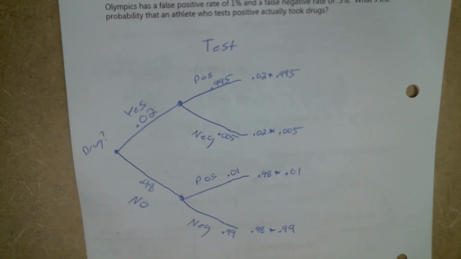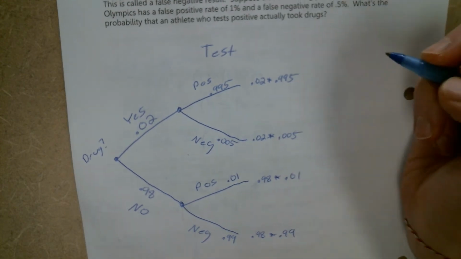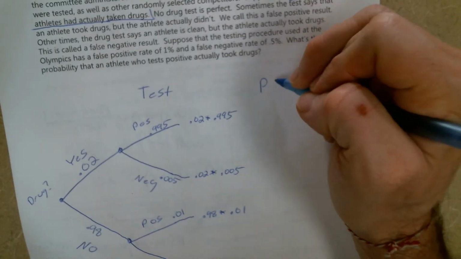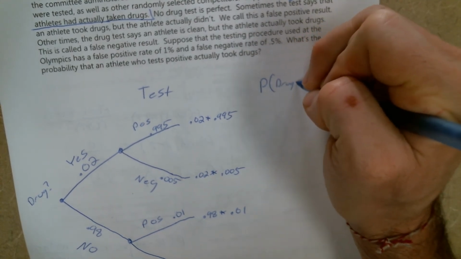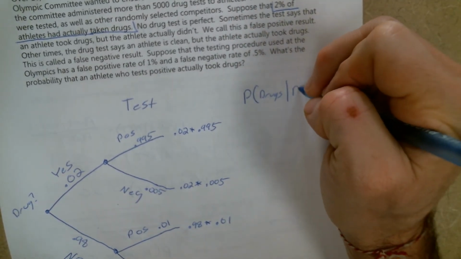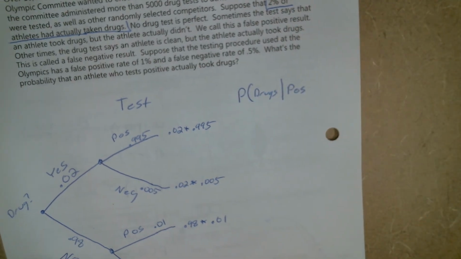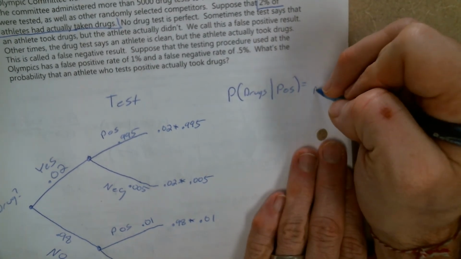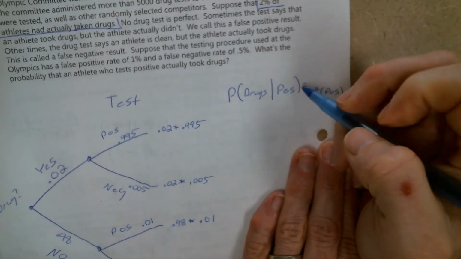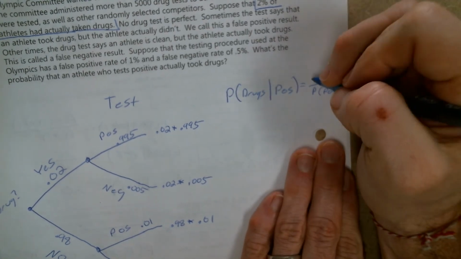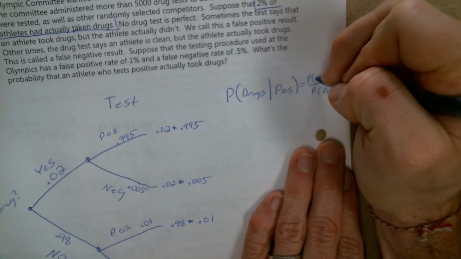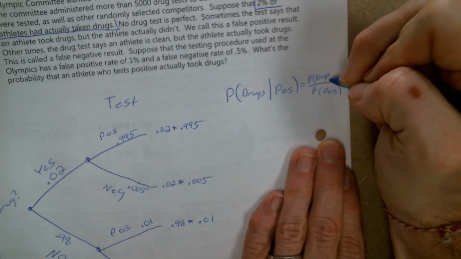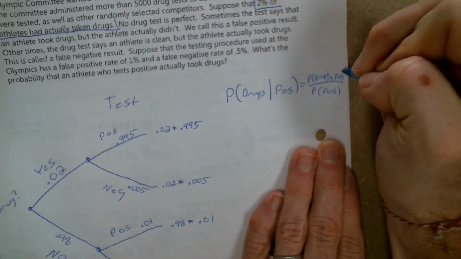Now, what is this question actually asking? It says, what's the probability that an athlete who tests positive actually took drugs? So they're saying, what's the probability that you took drugs given that you tested positive? Well, from our formula, we know that's the probability of taking drugs and testing positive, over the probability of testing positive, because the given goes down to the bottom of your fraction.